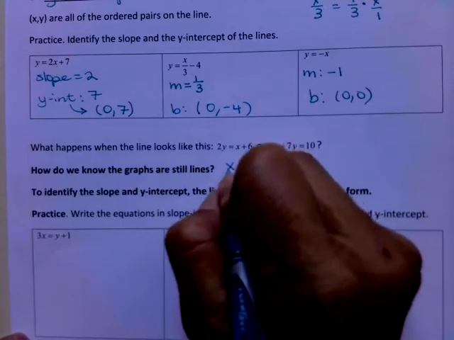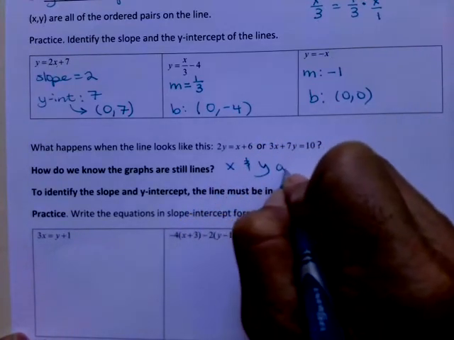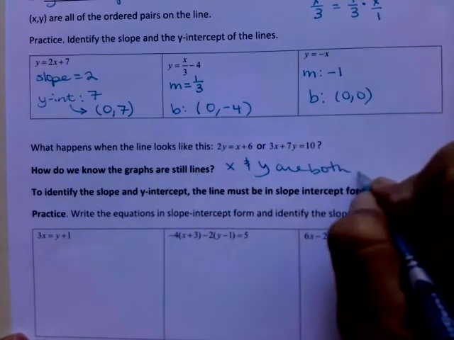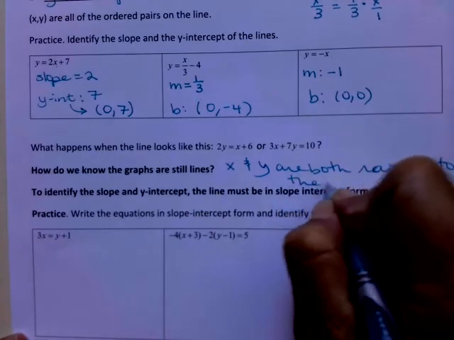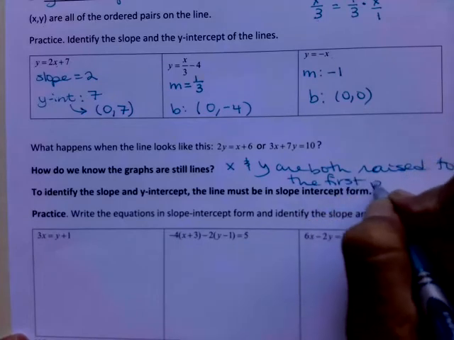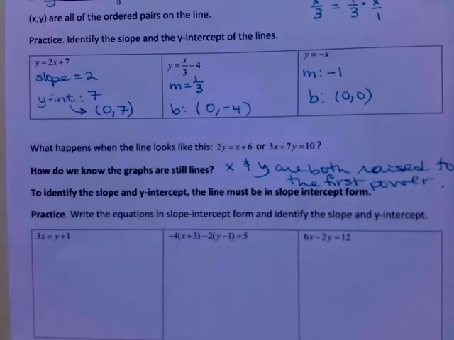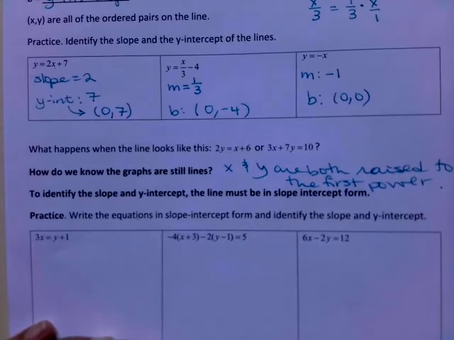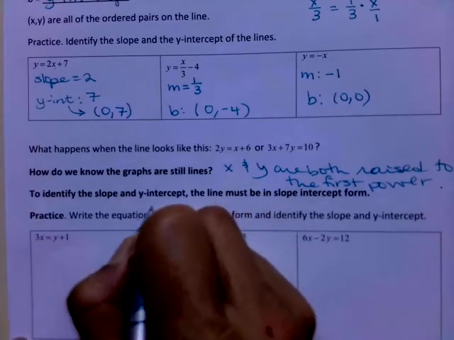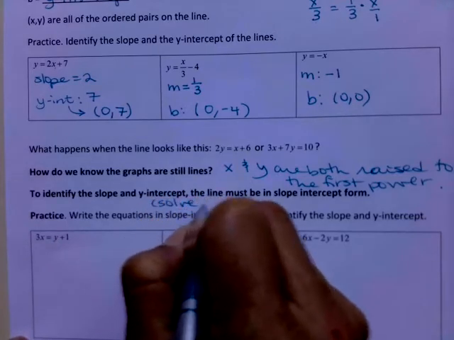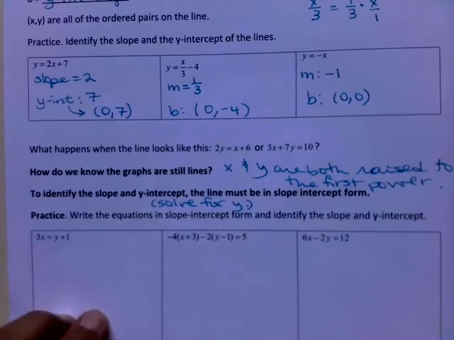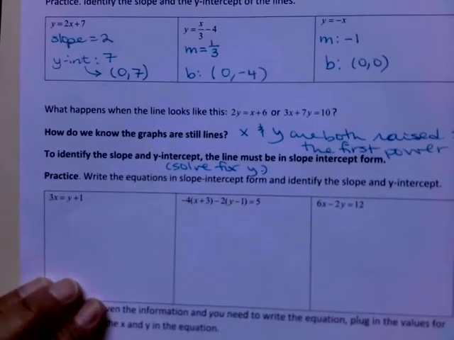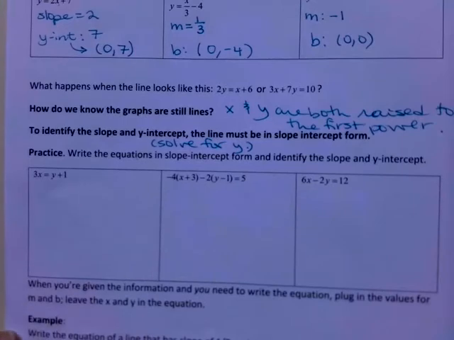So x and y are both raised to the first power. Okay, so then to identify the slope and the y-intercept, you have to put it in the slope-intercept form, which means we need to solve for y. Okay, so here we go. We're going to practice writing these in slope-intercept form and then find the slope and find the y-intercept.